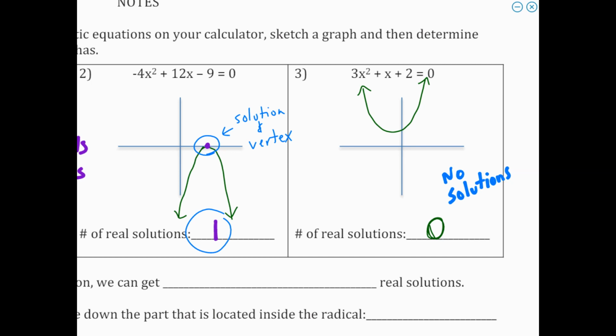I'm going to go back over here and show you that the axis of symmetry that we talked about before goes right through that vertex. That's your solution. Over here, your axis of symmetry. All right, something like that.